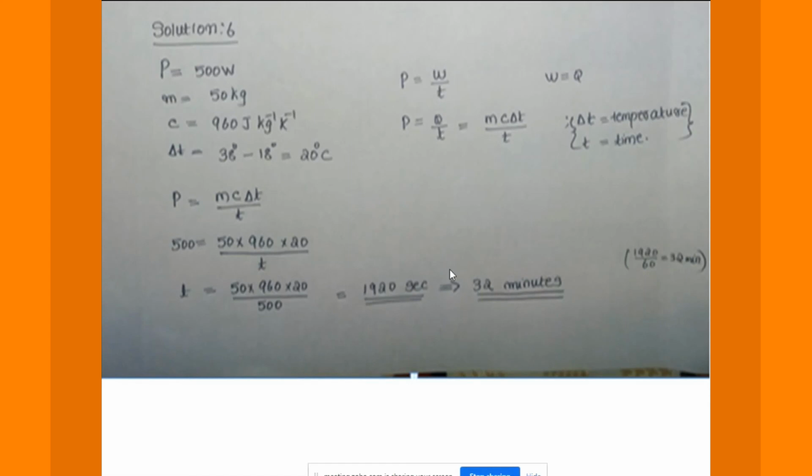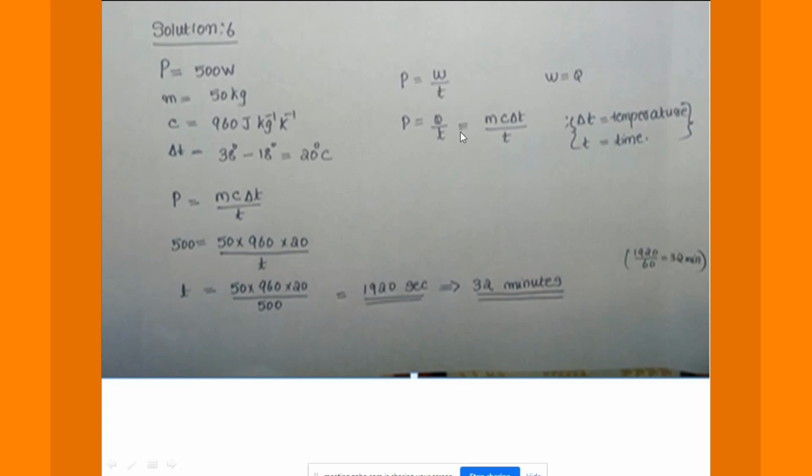Okay, so let us see what are the given information. Power is given 500 watts. M is given, already it is given, right? 50 kg. C value is given, correct? C is given in the question, specific capacity 960. That value is already given. Delta T also you can write 38 minus 18, 20 degrees Celsius. So you have these set of values.